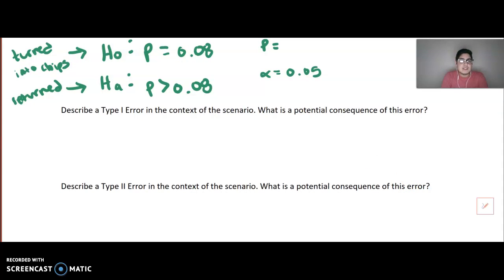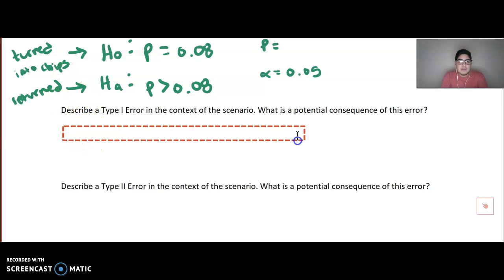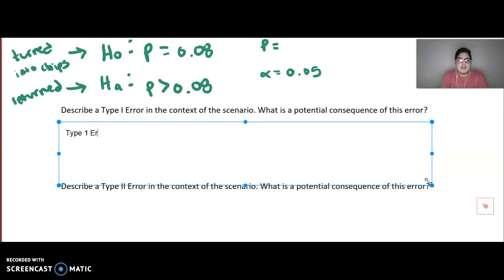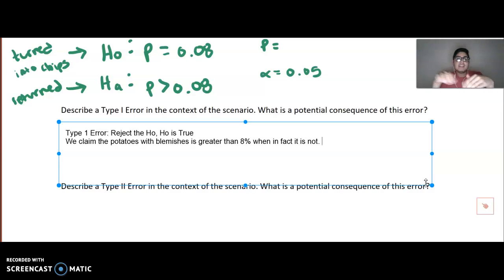So I'm actually going to type these out as well. As a reminder, a type 1 error is when we reject the null, but the null is true. So you reject a true null hypothesis, which is not what we should have done. So here, to reject the null would mean that we claim the proportion of potatoes with blemishes is greater than 8%, when in fact it is not. So that would be the type 1 error.